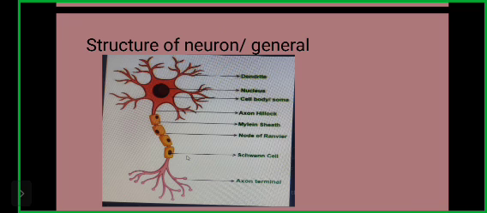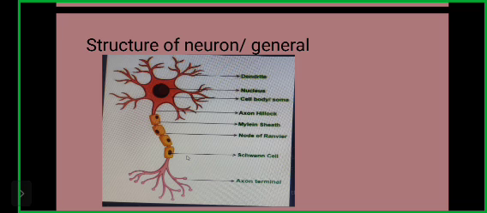Okay, so in one of them, it's just a general structure. We have this structure, the same one. First we have the cell body. Then you have the what? The nucleus inside it. Then you have the dendrites.